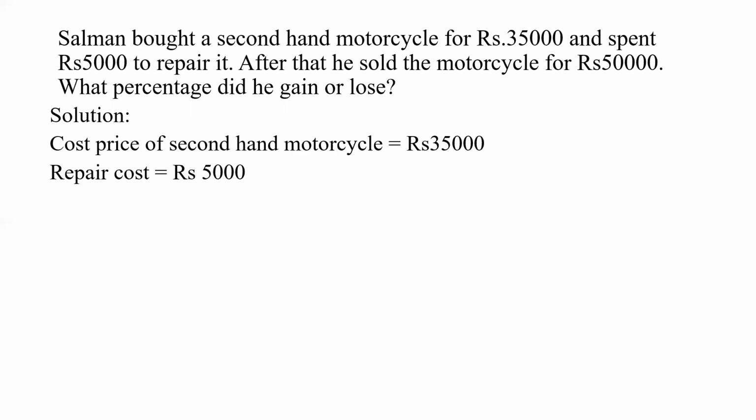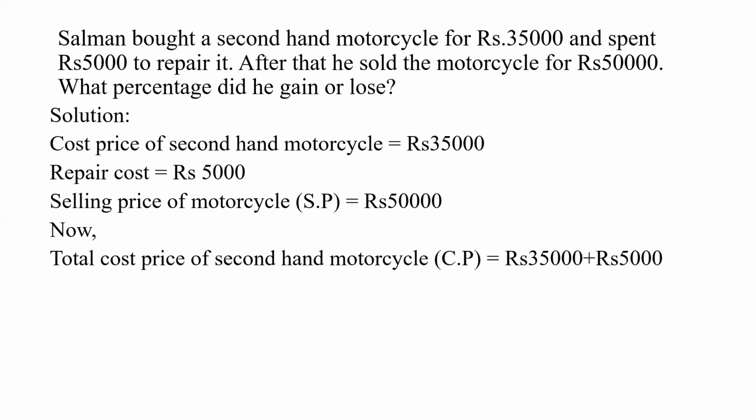Okay, so here the total cost price becomes something different. Let me first write the selling price of the motorcycle, that is 50,000. Now we can just calculate the total cost price. And what is that? It is 35,000 plus 5,000. Repair cost is also considered as a cost price. So total, it becomes now 40,000, right?